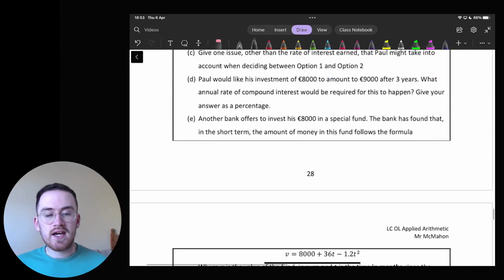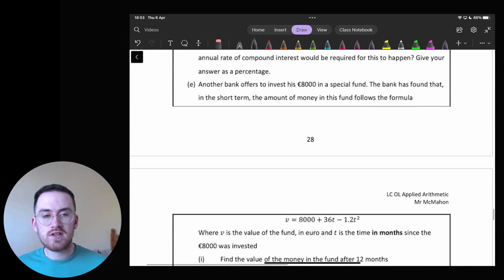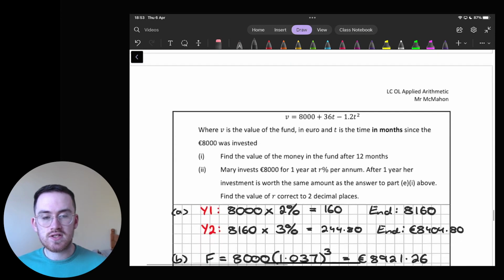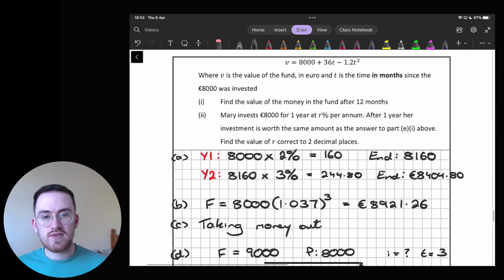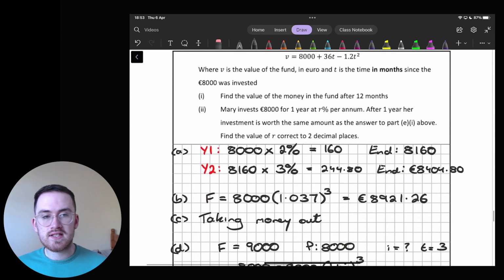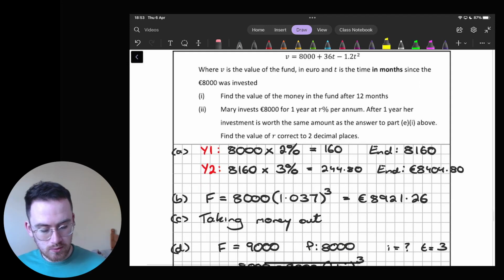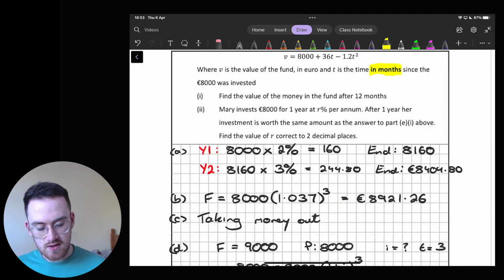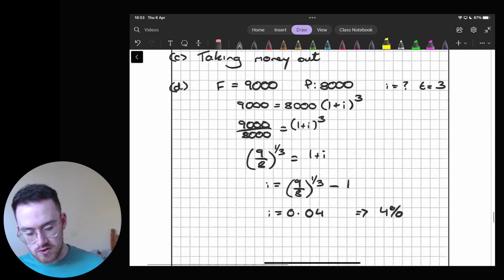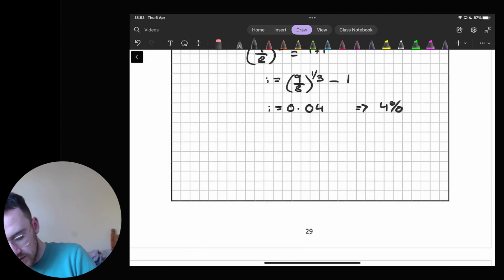Looking at part E, another bank offers to invest his €8,000 in a special fund. The bank has found that in the short term, the amount of money in this fund follows this formula, where V is the value of the fund in euro and t is the time in months. So that's going to be important since the money was invested. Find the value after 12 months. So we're using this formula.